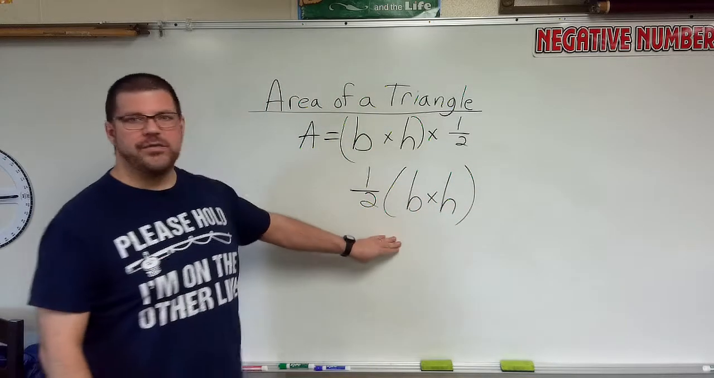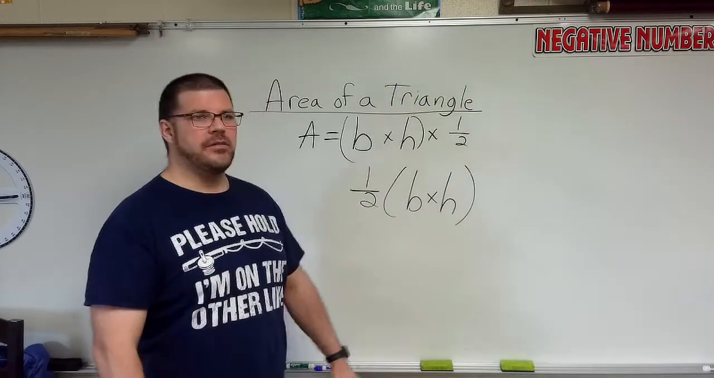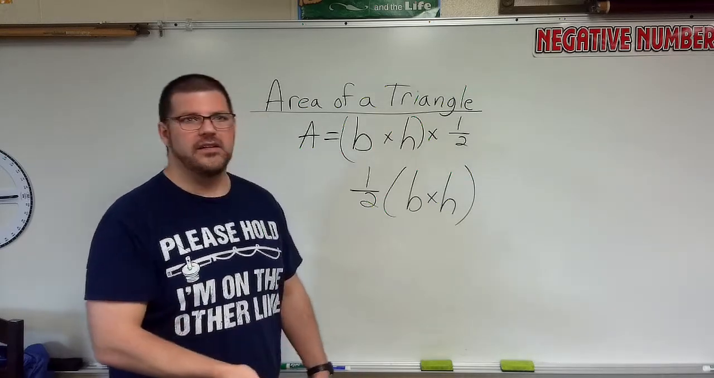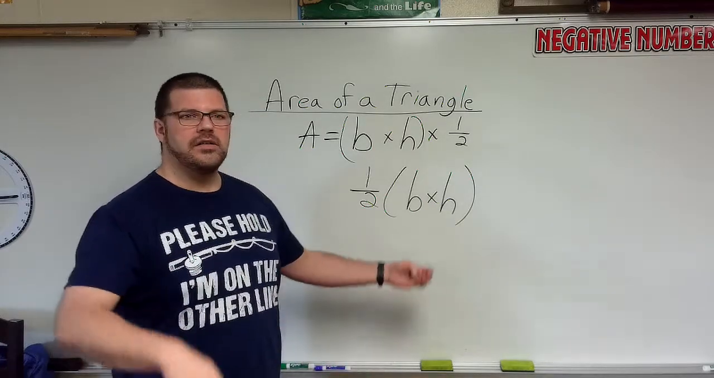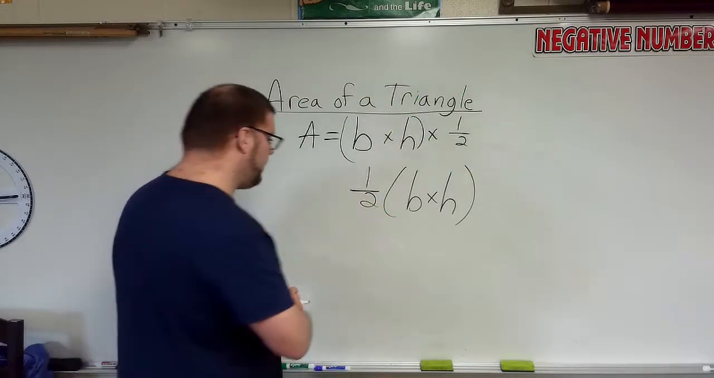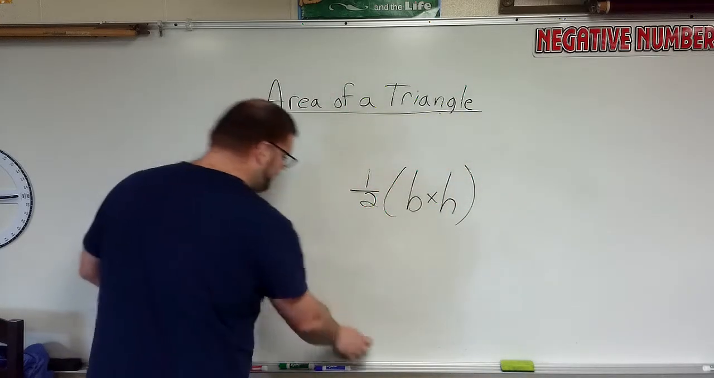A lot of people are just finding the base times the height. They're not finding half of it. Remember, a triangle is half of a square or half of a rectangle most of the time. So you got to think, half of it, half of the base times the height. So with that in mind, let's try a little problem here.